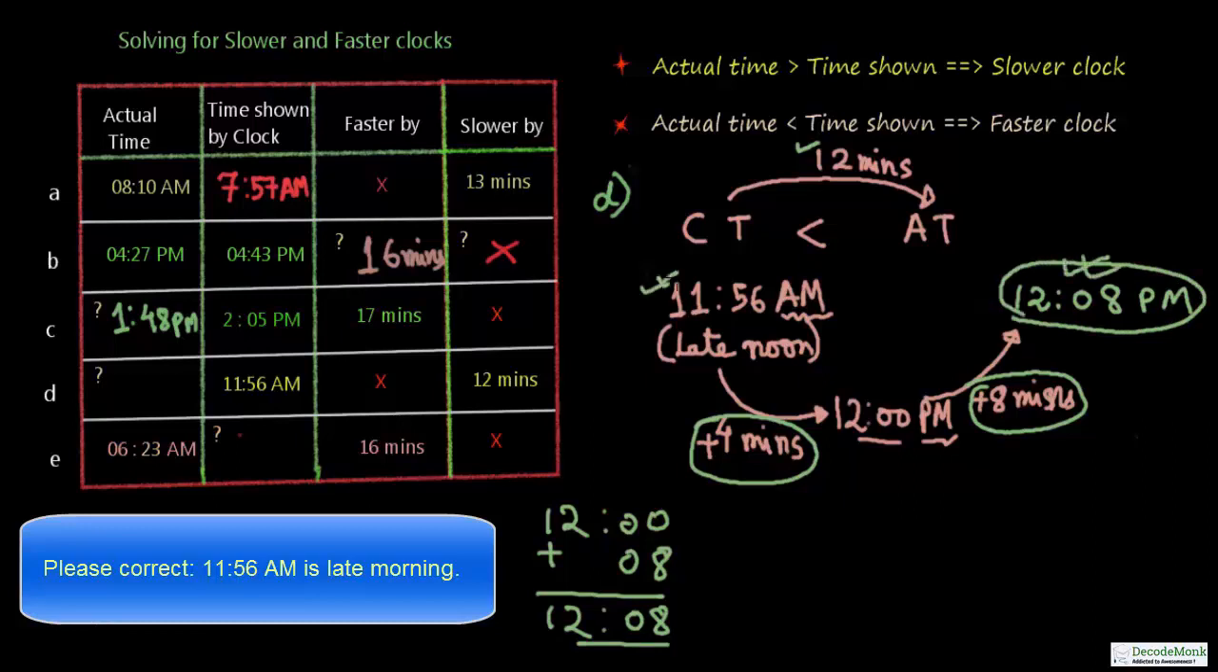But your clock is showing 11:56 a.m. So it's lagging back by 12 minutes. So let us fill up the gap over here. The actual time is 12:08 p.m. Please maintain this observation that the clock is showing 11:56 a.m., whereas the actual time is 12:08 p.m.